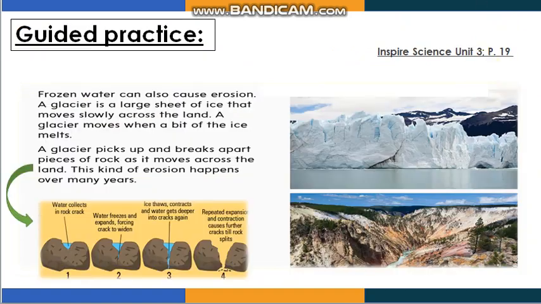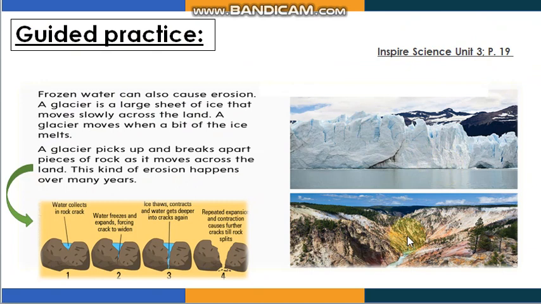Okay, and now let's move to page 19. Please, everyone, don't forget to write the day and date. I want you to look at these pictures. I'm going to give you some time and tell me, what do you see? What do you see over here, everyone? I can see ice and glaciers.